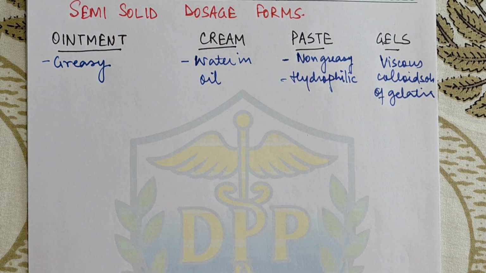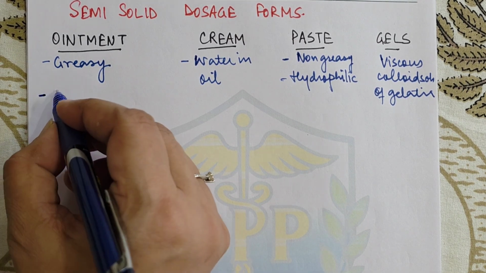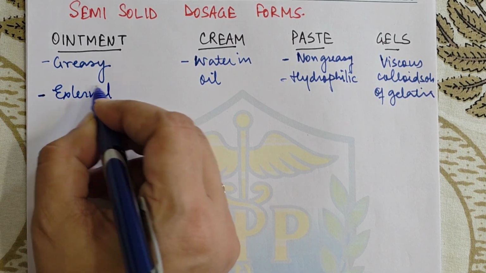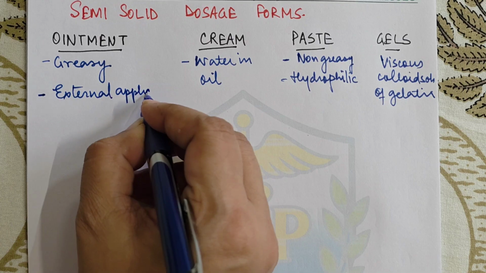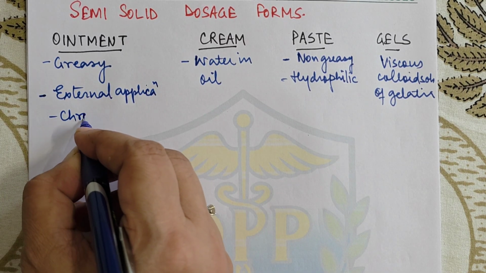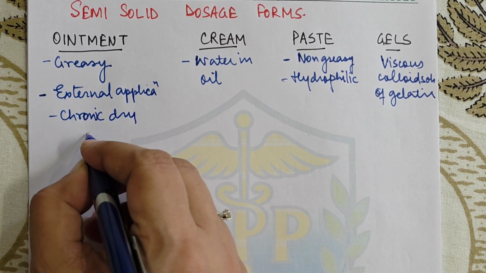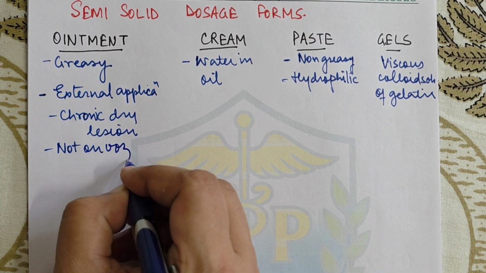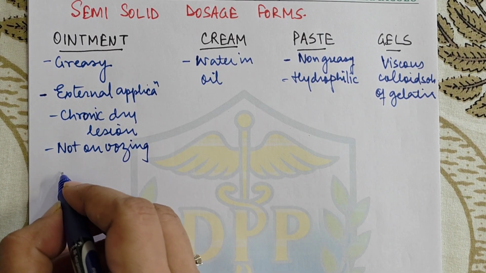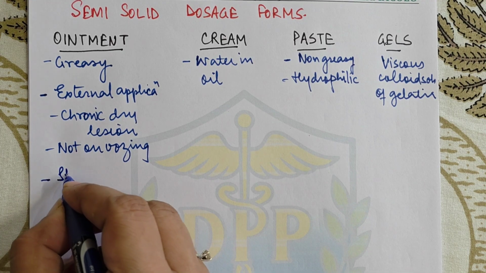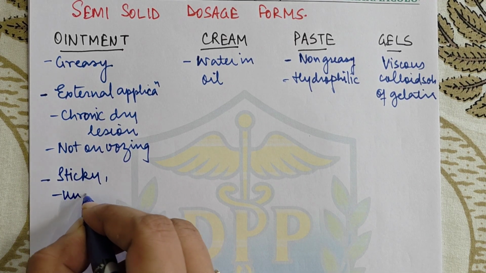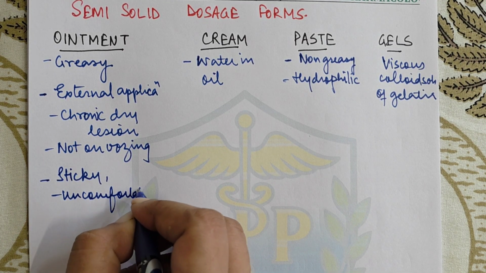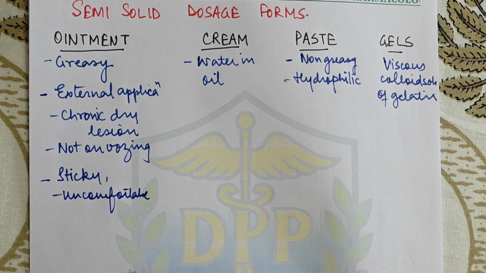Now, ointments are greasy. They are used for external application only, and they are used on chronic dry lesions. They are not used on oozing or bleeding surfaces, right? So this is the specific feature of ointment. They are sticky, they are uncomfortable, right? So this is the feature of ointment.